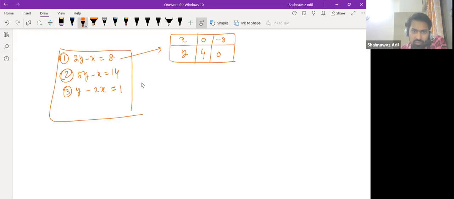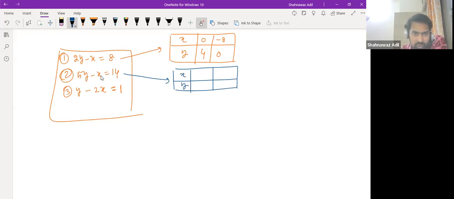Okay. How did you get 4? So if I put x equals to 0 in this case, so x is 0, your 2y equals to 8, right? So y is 4. Okay. Understood? Yeah. And then this one. So for this one, what are the points that you have? So you have x and y. So at x equals to, what should we take? x equals to 1, we should take, right?